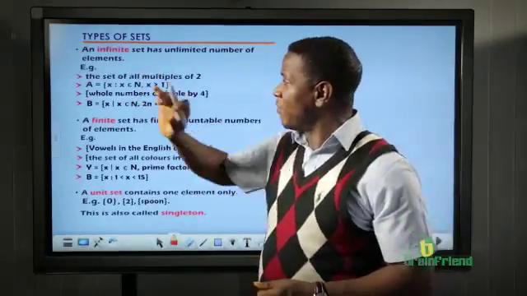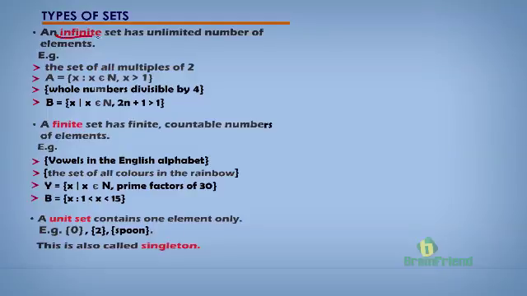Another set that we have are the infinite sets. Infinite refers to something that is uncountable, something that continues, that goes on and on. And hence we get the meaning of our set from. There are sets that have an unlimited number of elements. We cannot count them. Let's take an instance. The set of all multiples of 2.